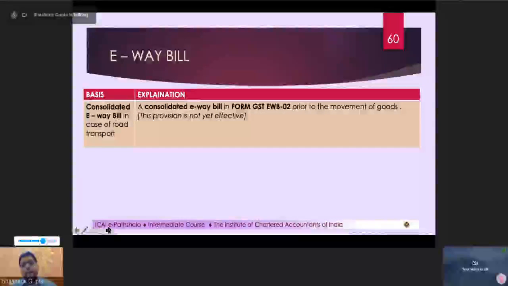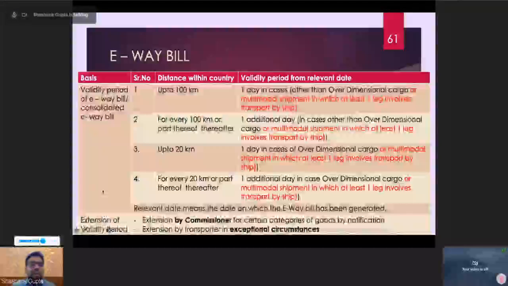Now, there is a single truck with multiple consignments. In such cases, a consolidated e-waybill, that is over and above the normal e-waybill, the normal e-waybill will be individual to the consignment. However, the transporter needs to generate a consolidated e-waybill which will just be a simple detail of how many consignments he is carrying and what is the respective e-waybill for that. But this is theoretical right now. This provision has not yet been made effective.